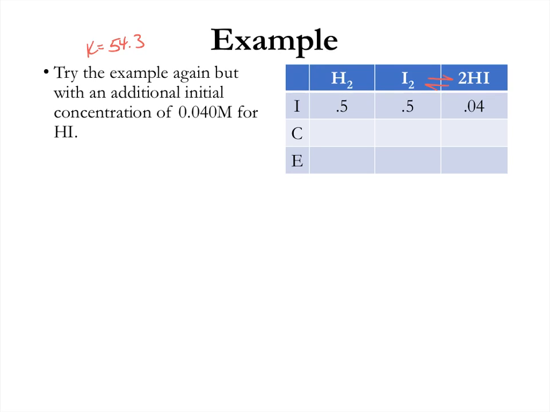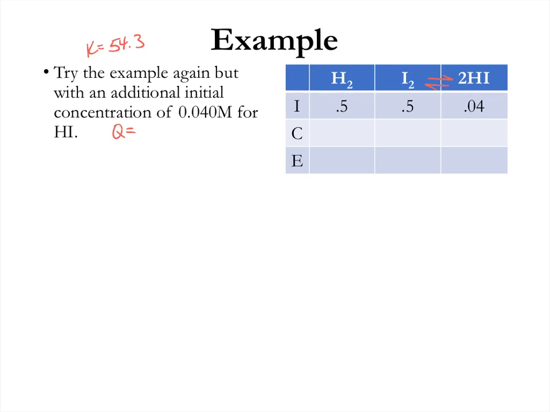So you're going to have to calculate Q, compare it to K to determine am I going to have a loss of reactants and a gain of product, or am I going to have a loss of product and a gain of reactant? So you need to do that. That is a huge concept that students often overlook on AP questions. So we're going to calculate Q for this one.